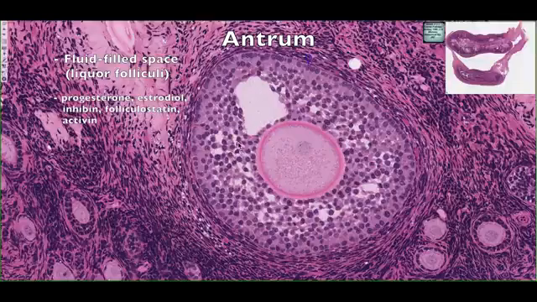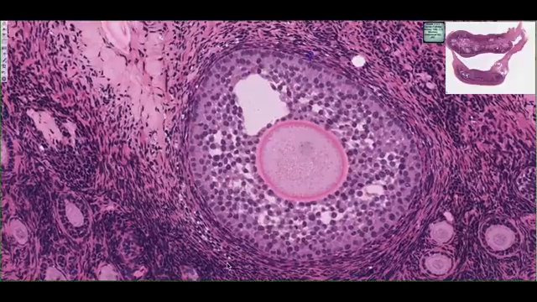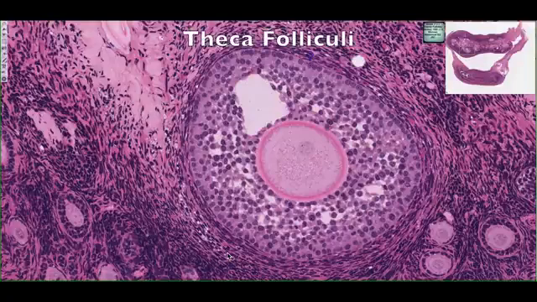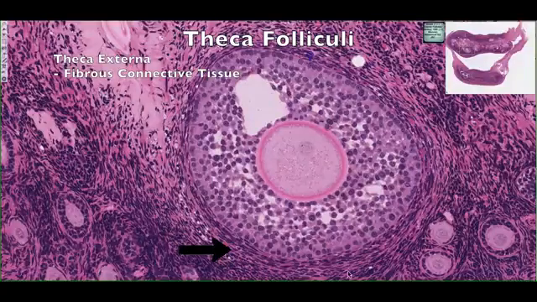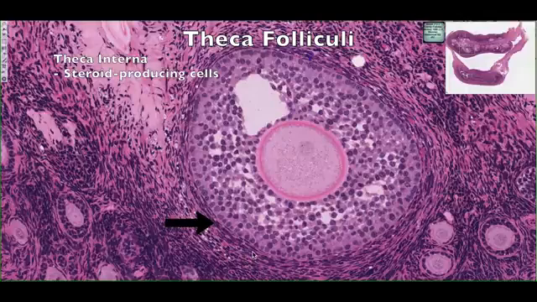But these granulosal cells have a unique relationship with the outer cells that are surrounding the follicle. The stromal cells have a specific name in this region, and they're called the theca folliculi, and they can be subdivided into two regions. We have a theca externa, which is simply a layer of fibrous connective tissue that surrounds the follicle, but the internal layer, or the theca interna, has a close relationship with the granulosal cells. The theca interna is separated from the granulosal cells by a basement membrane.